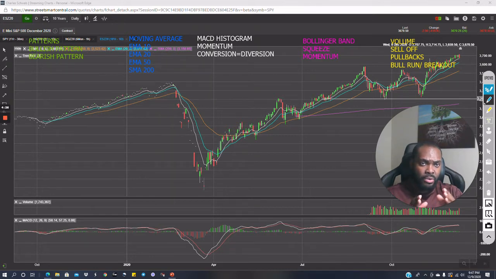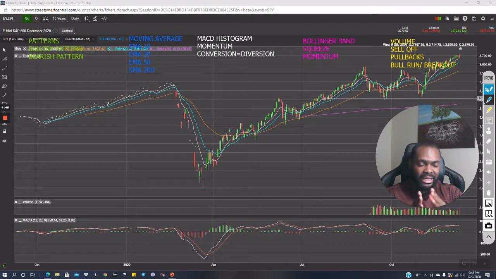All right, so volume is extremely important, because volume can show you two things. Volume can show you when price is selling off, and volume can show you when price is breaking out.